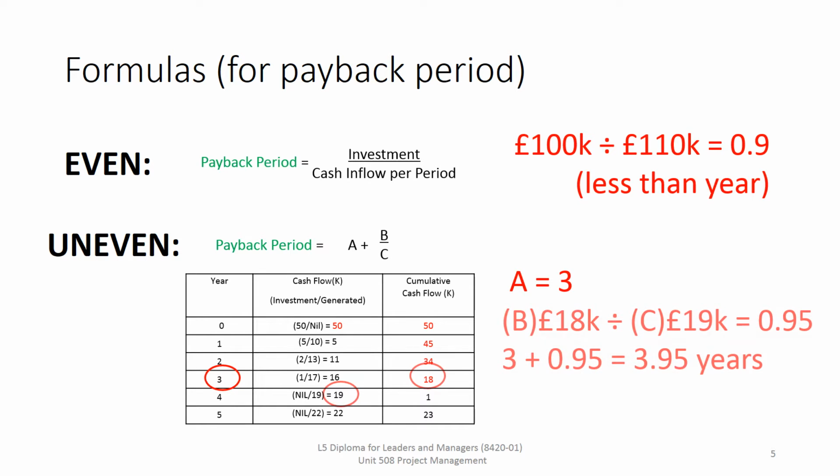B is the value of the cumulative cash flow at the end of that period. So period 3, the end of it was 18. And then C is the cash flow during the period after A. So as we can indicate there, 19. So we'd end up with a calculation of 3 plus 0.95 equals a payback period of 3.95 years. So a much longer predicted project return there, and we'd have to use that calculation if we're seeing an uneven cash flow return.